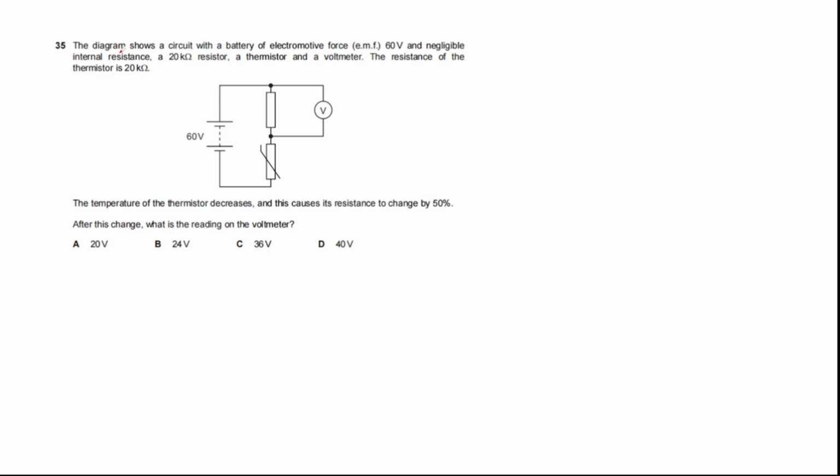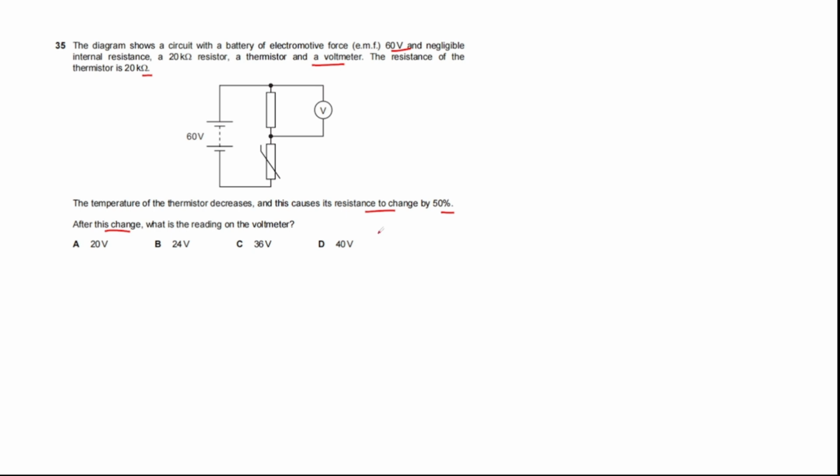Question number 35. The diagram shows a circuit with a battery of EMF 60 volt and negligible internal resistance, a 20 kilo ohms resistor, a thermistor and a voltmeter. The resistance of the thermistor is 20 kilo ohms. The temperature of the thermistor decreases, and this causes the resistance to change by 50%. After this change, what is the reading on the voltmeter?